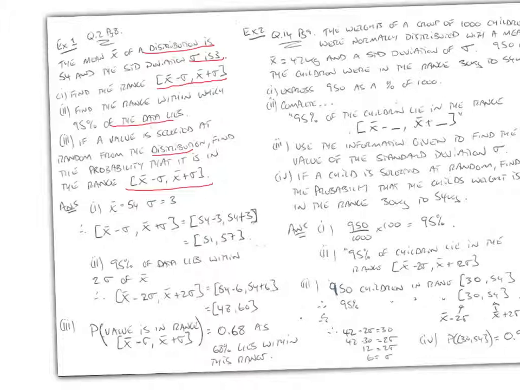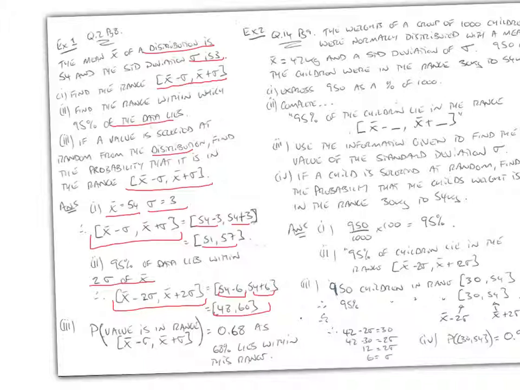So to solve this, we simply say that x bar, the mean, equals 54, standard deviation equals 3. Our range looks like this: x bar plus or minus 1 standard deviation. That gives us 54 minus 3, comma, 54 plus 3, that's 51, comma, 57. That's the range. 95% of the data lies within 2 standard deviations of the mean. So if we were to calculate that, we now have 54 minus 6, 54 plus 6. That's within the range 48, comma, to 60.